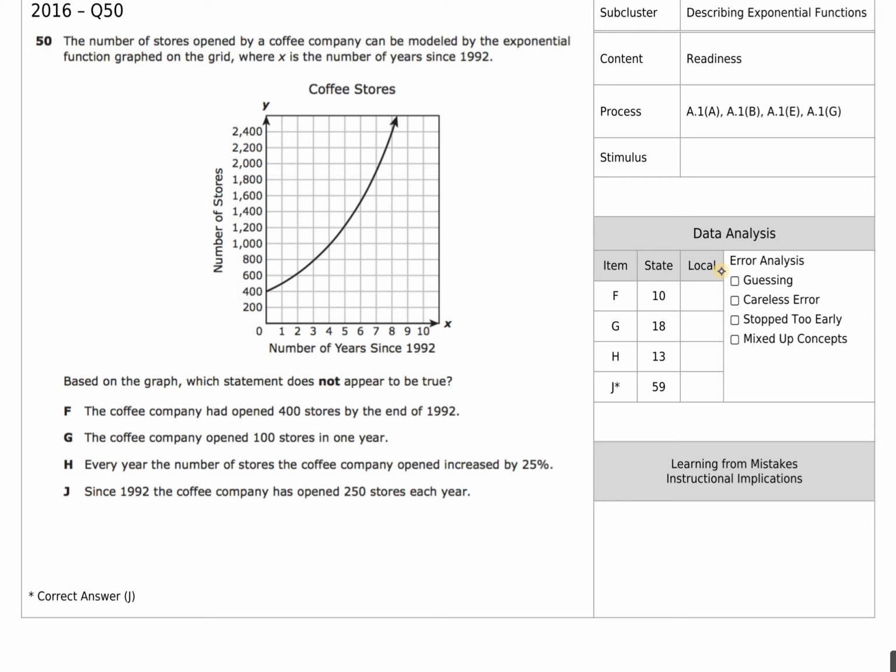All right, moving on. The number of stores since 1992, and this is one of the graphs where we're careful to read the axis. So number of years since 1992. So right here it would be 0. And then the next year is 1 year after 1992, which would be 1993, and so on. Based on the graph, which one is not? Remember, you have to pay specific attention. When they throw the word not, they get a lot more students to miss it than otherwise would.